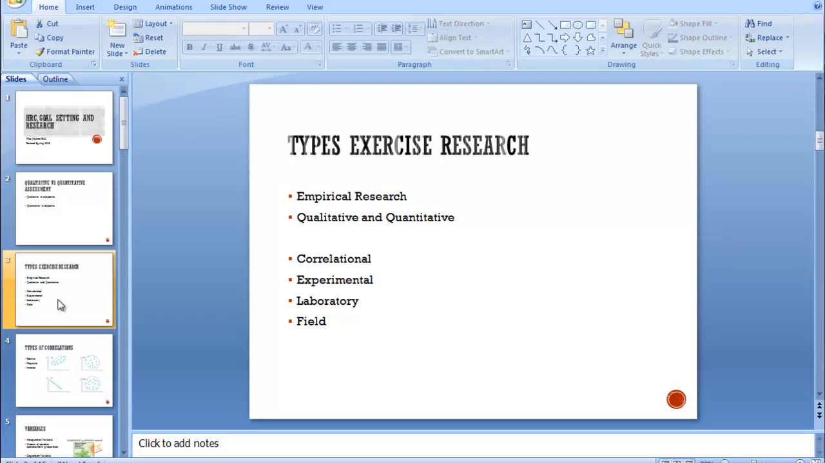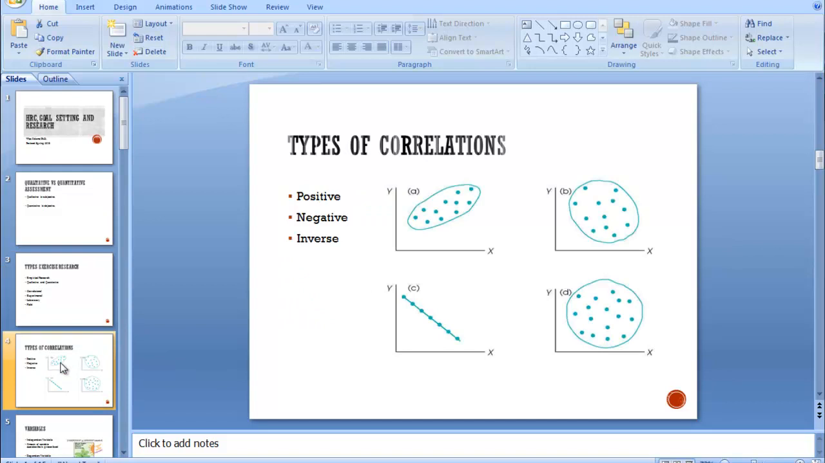So types of exercise research: empirical research, which is qualitative and quantitative. There's correlational research, so that's more for prediction. There's experimental research where we're comparing two different groups, doing experiments. Experimental can actually be laboratory, where it's more controlled, so you're trying to reduce all outside influence. But what we're going to do in this class is field-based, where we're going to be doing pre and post testing and looking at improvement based on the fitness plan that we set up for ourselves.